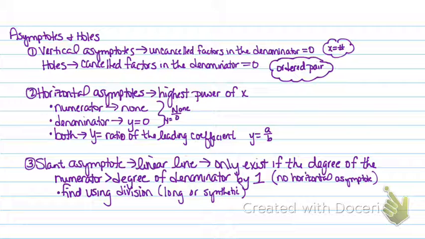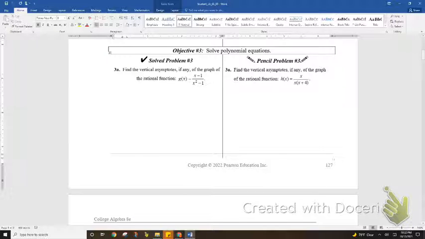All right, so let's try some of this. So let's go back to our notes here. All right, and so objective 3 talks about vertical asymptotes. And so we're also going to find the holes with it, okay? So it says find the vertical asymptotes and holes if any of the graph of the rational function given here.